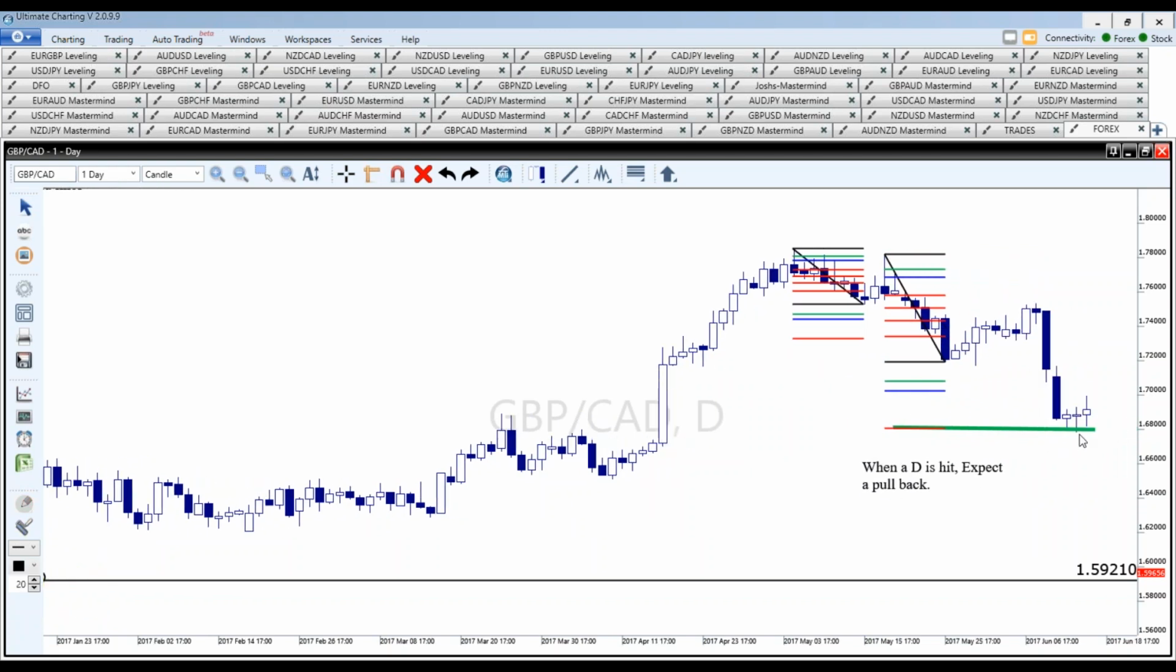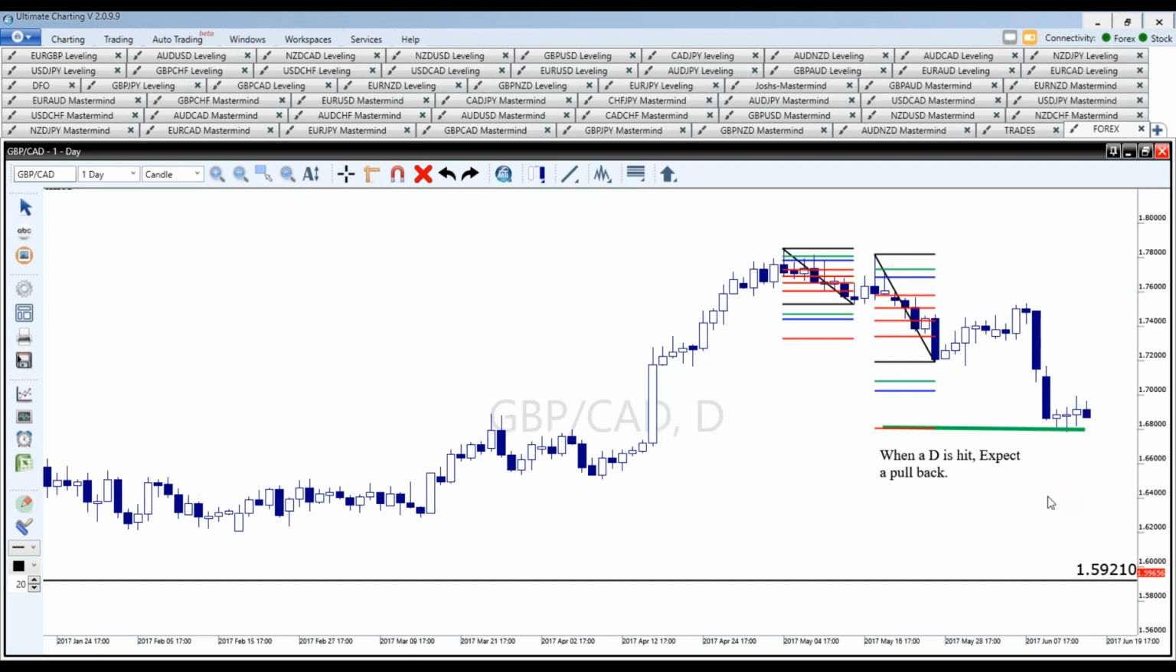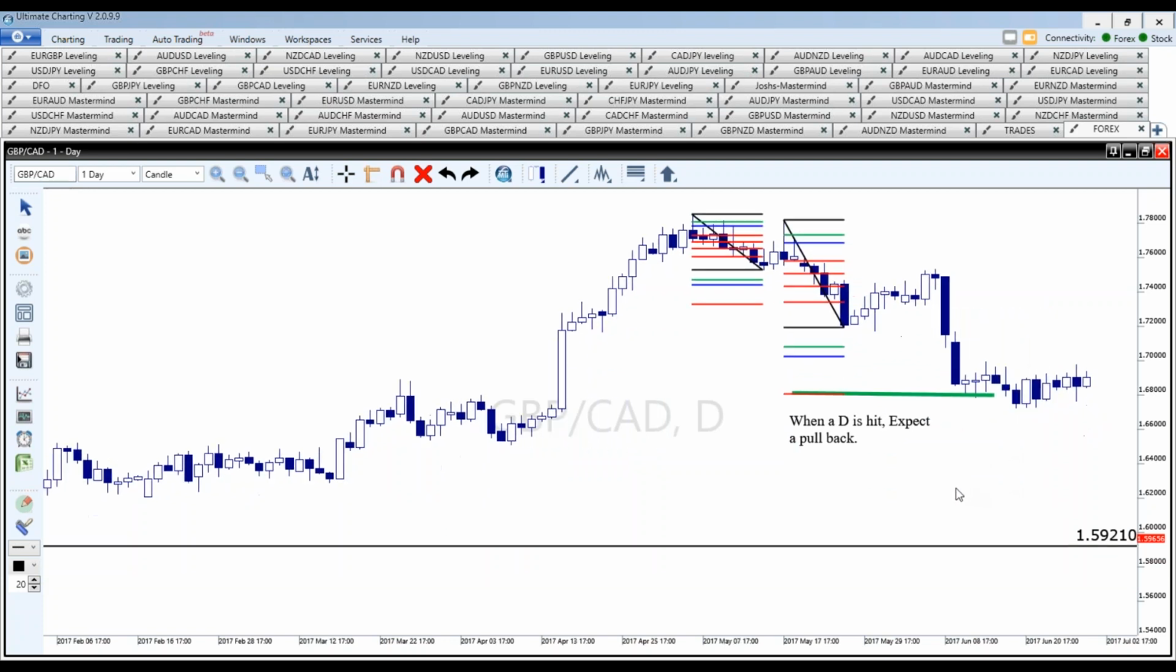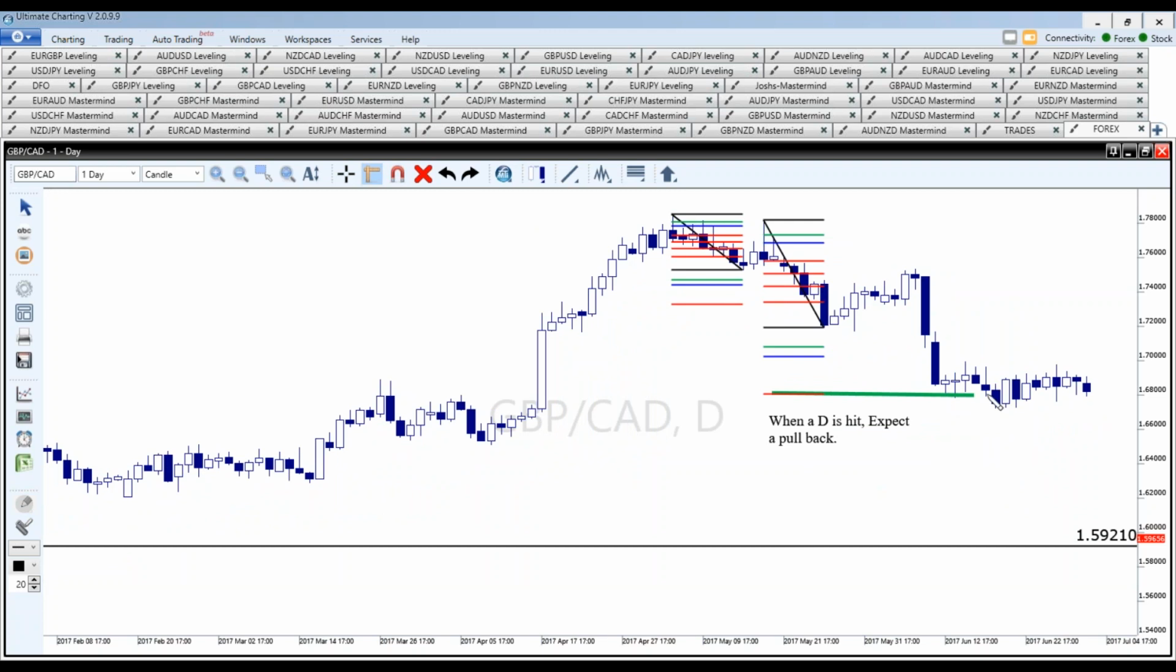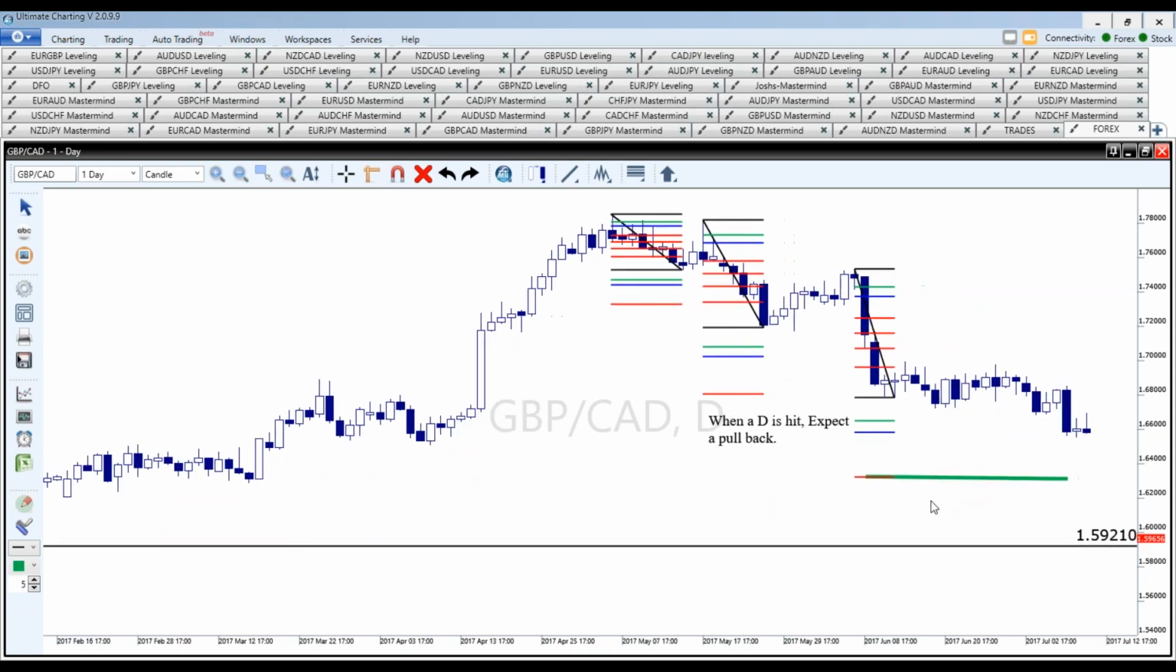Let's see. Did the market hit this D extension? When a D extension is hit, expect a pullback. This pullback was a little tiny pullback, about 200 pips. So we will spread our Fibonacci's from this high to this low. This is the new D extension. If the D extension is hit, I want you to expect a pullback.